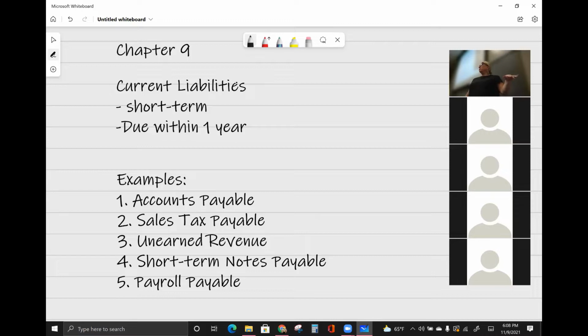Unearned, so we didn't earn it. Revenue is just income. So maybe someone comes in and they want services, but they don't want it this month. Maybe they want it three months from now, but they've given you the money. You have to be able to record that and track it some kind of way.